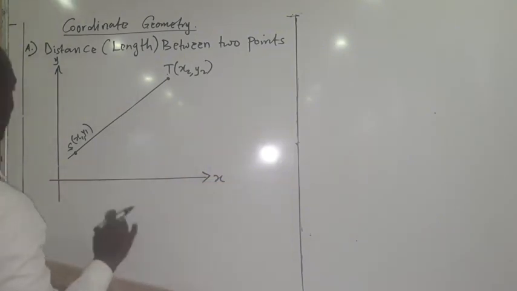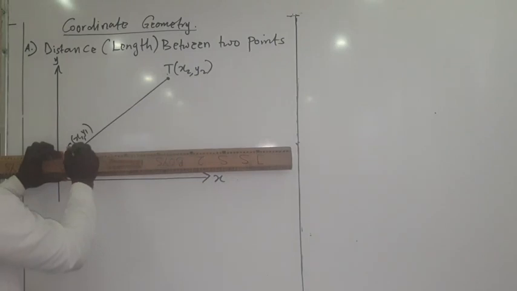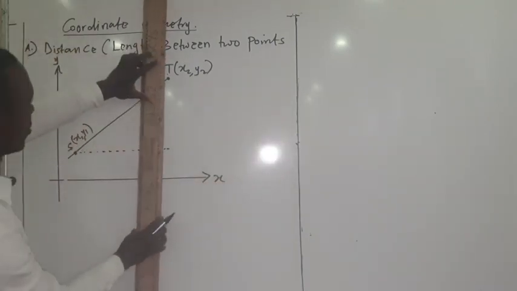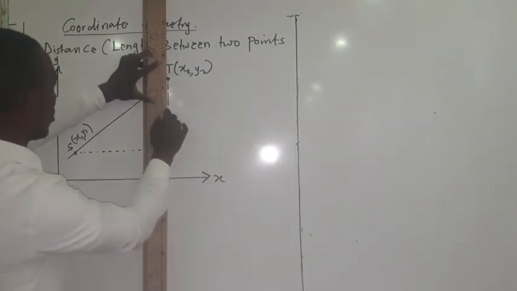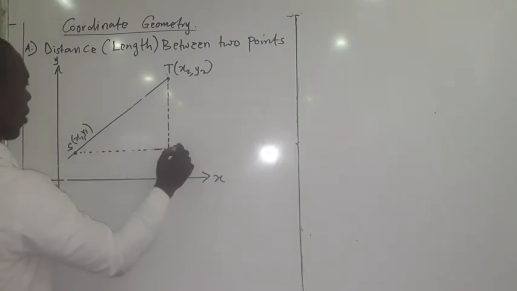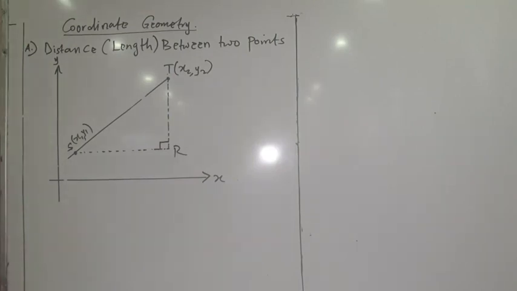Now we are going to form a right angle triangle. By having this, we form a right angle triangle, and we can name this point R. So we have angle 90 here. To derive the formula that will give us the distance between 2 points, what we need to do is locate point S. Point S is of coordinate x1, y1. So we trace this one to the x-axis.